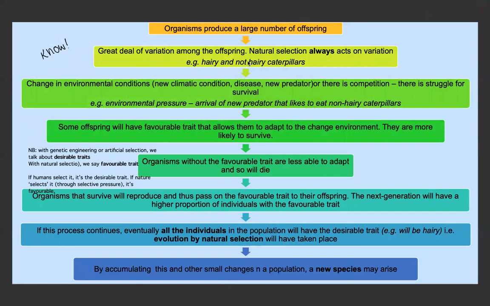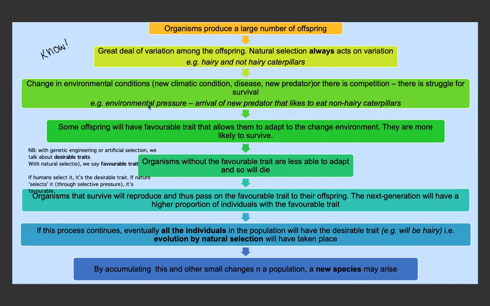So this flow diagram is really, really important. They probably wouldn't ask you the entire diagram, but they may ask you a few steps of it relating to natural selection. So if we look at the example of caterpillars, hairy and non-hairy caterpillars, looking at natural selection, organisms produce a large number of offspring. That's usually the first step in your flow diagram. There's a lot of variation among the offspring. Obviously, we know that that's a requirement for natural selection. And as I said, natural selection always acts on variation. So the variation could be some caterpillars are hairy and some are non-hairy.